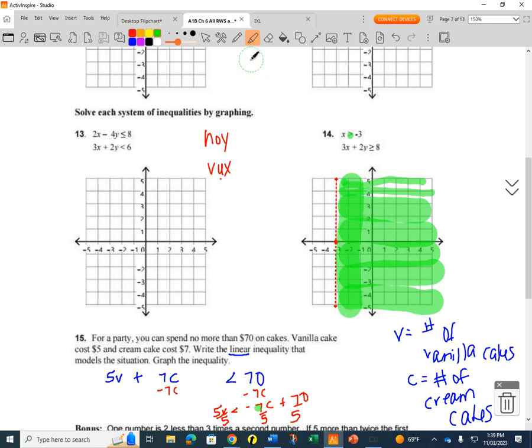Okay. So now we need to graph the other one. But what do we have to do with this other one before we can graph it? Do you remember, Aiden? What do we have to do with this one before we graph it? Good job, Taj. Good job, Aiden. Yes, solve for y. 3x plus 2y is greater than or equal to 8.